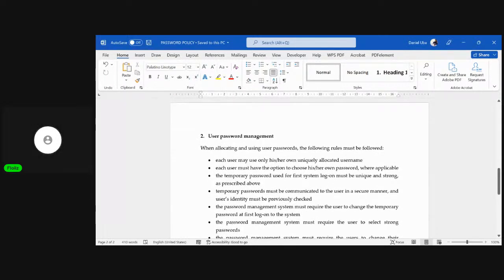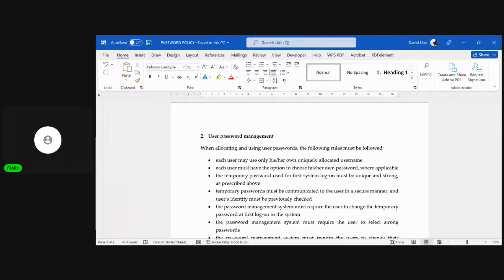Then in terms of user password management, each user may use his or her own uniquely allocated username, right? Because as an employee, you have your own username. So the case of people using the same username should not be feasible.